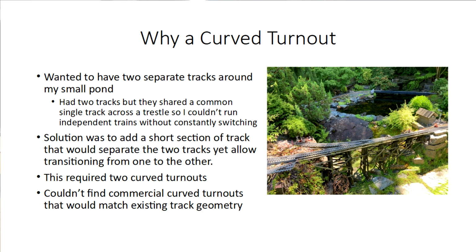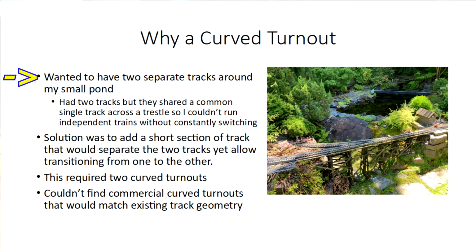I've got a layout that's got a pond, you can see, and it's got 2 loops that go around it. The bottom line is, though, they join together at this trestle. So each is a loop. If you want to run 2 trains, one on each loop, you have to worry about switching as you go across that trestle because it's just a single track there.